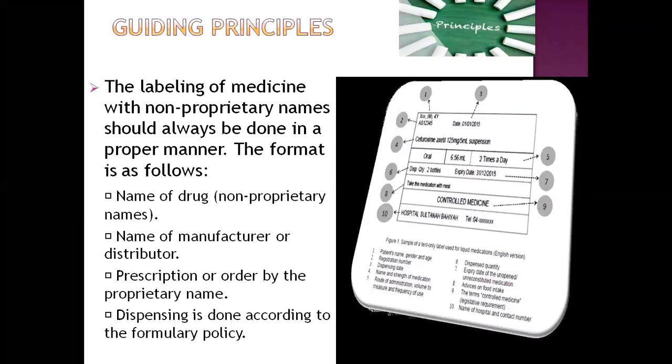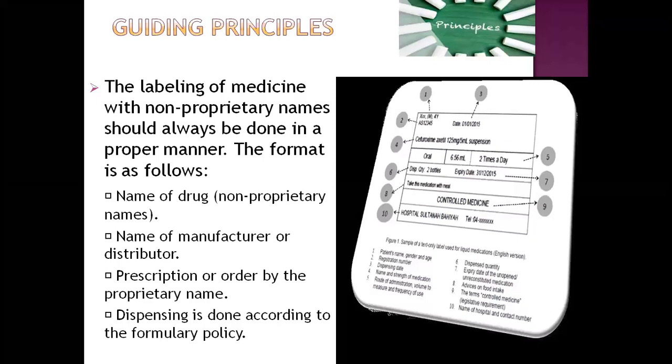And finally, the last principle, labeling of the medicines with non-proprietary names. Right? In the labels, these formats should be included. This is an example of a label of the hospital formulary. Here, the name of the drugs, the name of the manufacturer and distributors should be mentioned. Prescription order and dispensing is done according to the formulary policies.